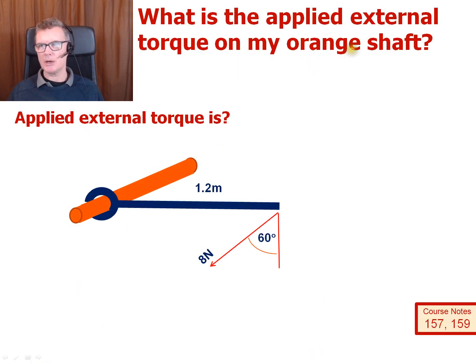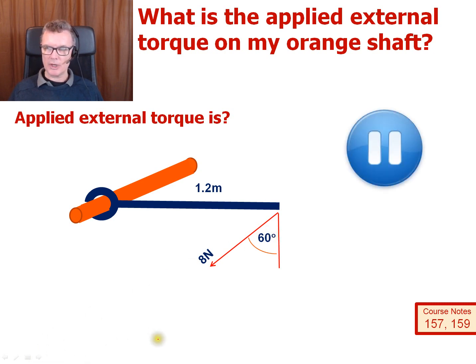What is the applied external torque on my orange shaft here? So I've put in a load here, or a force going off it at this angle away from the vertical. So what's the torque going to be? If you've got an idea, please pause the video, work out an answer, and when you're ready, press play.